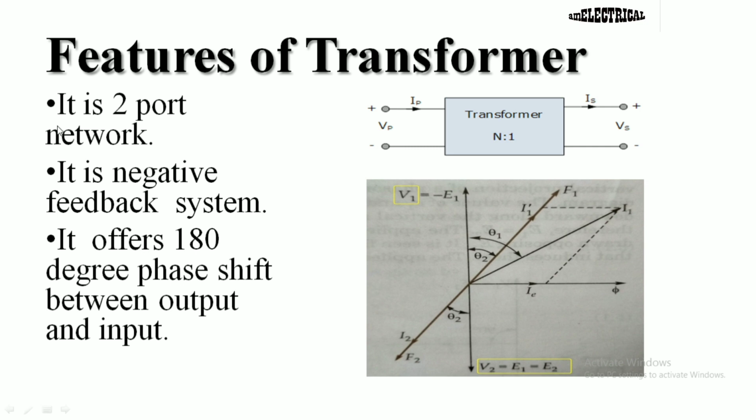Next, it is a two-port network. Two port, that means in this figure you can see here it is the input port and here it is the output port. The Vp, Ip are the input port voltage and current respectively. In the output port, it is Vs, Is, the voltage and current of the output port or secondary port respectively.